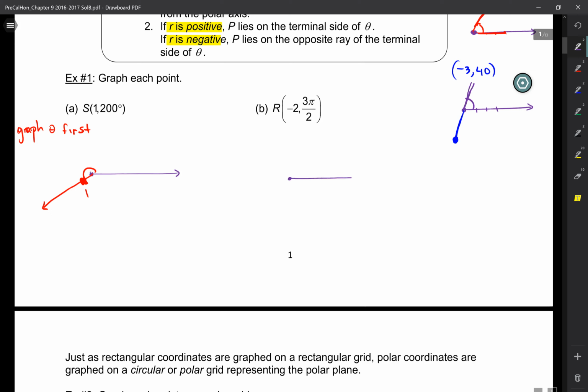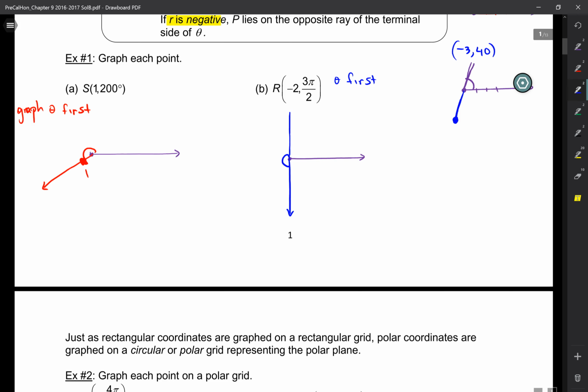Here I have the polar axis. Now I'm going to go with theta first. It's 3 pi over 2. That means it's going to be vertically down like this. Right? Now, if my R was 2, where would it be? On that blue line facing down. But it's negative 2. So now I draw the opposite ray, and I'm going to go 2 units up. 1, 2. There we go. There's my point R. Okay? And this first one was my point S.